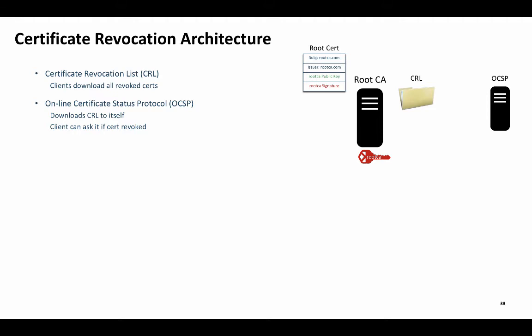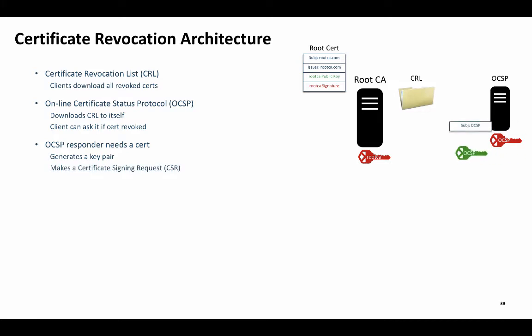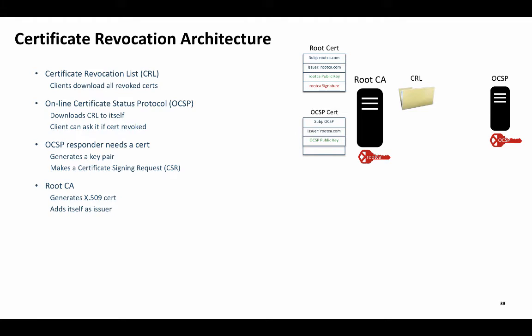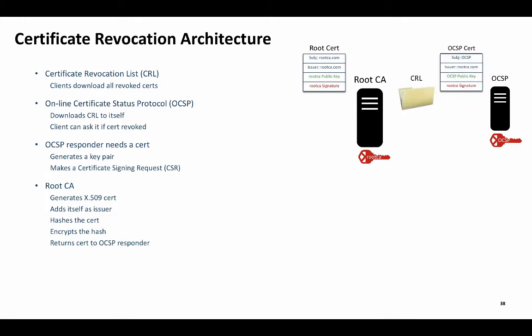In order to maintain the chain of trust, the OCSP responder will need its own certificate. So here we will see the generation of the first certificate by the root CA. The OCSP responder generates its own key pair and makes a certificate signing request of the root CA. The request includes its public key and the fields of the subject as described previously. The root CA uses this information to create an X509 certificate. It adds its name as the issuer, hashes the certificate, and encrypts the hash with its secret key. Then it returns the certificate to the OCSP responder.